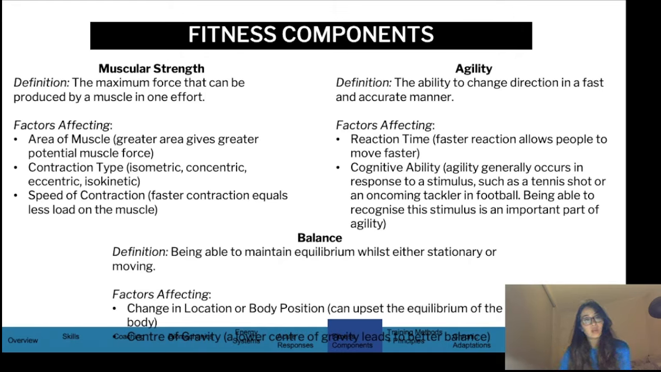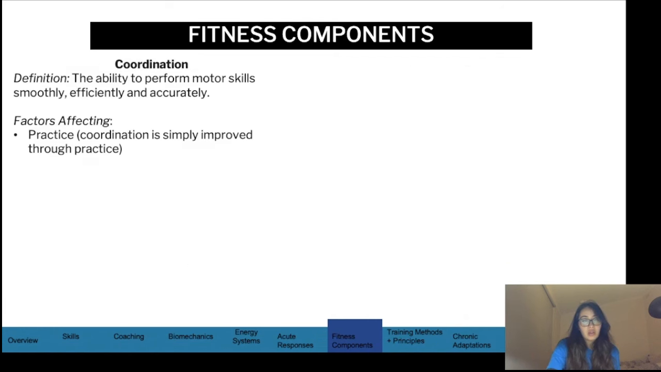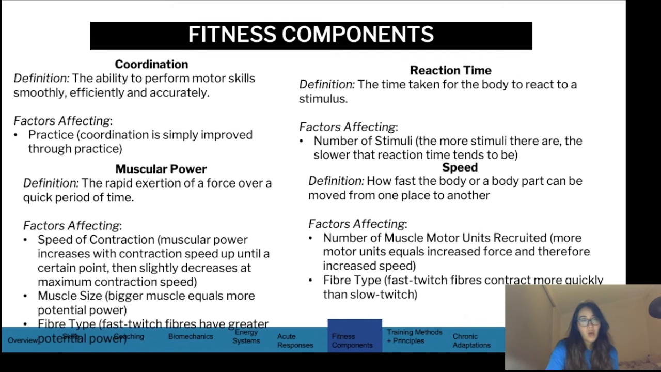Muscular strength is the maximum force that can be produced by a muscle in one effort, and so factors which can affect it include the area of the muscle, contraction type, and speed of contraction. So muscular strength is the maximum force by one muscle in one effort. And we've also got muscular power, and so this is the rapid exertion of a force over a quick period of time. Okay, make sure you do understand these 3 definitions and differentiate between them.